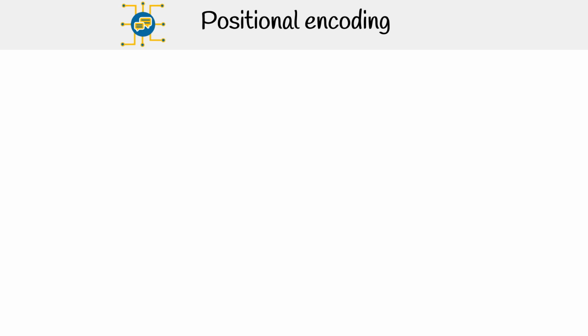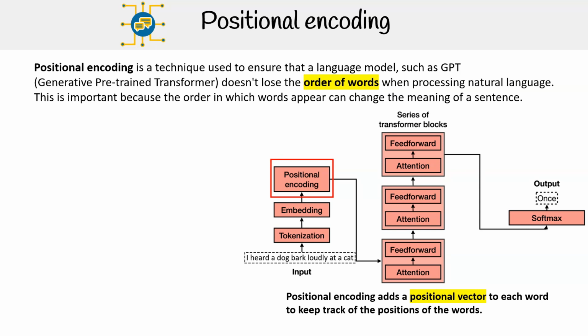Let's go over positional encoding from a transformer model. Positional encoding is a technique used to ensure that a language model, such as GPT, doesn't lose the order of words when processing natural language. This is important because the order in which words appear can change the meaning of a sentence.